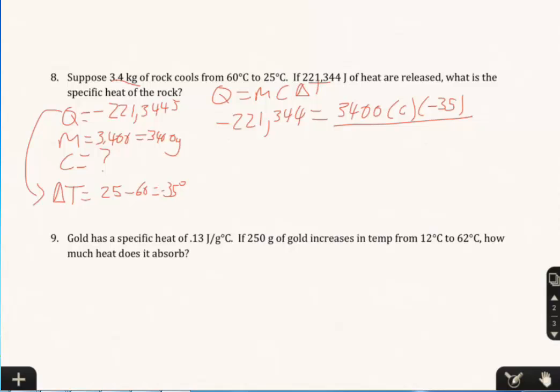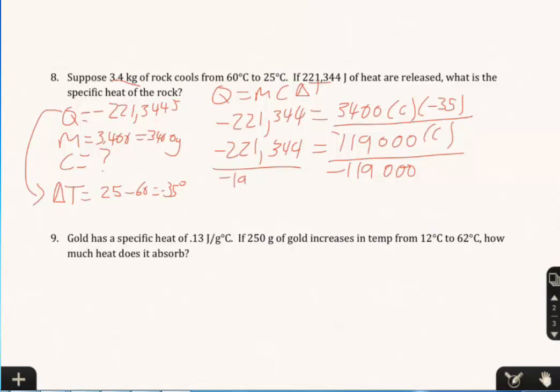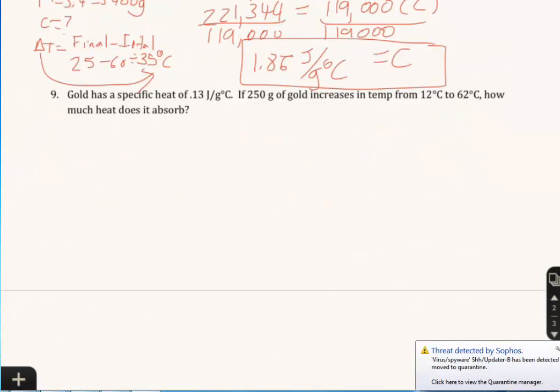so I get negative 221,344 equals negative 119,000 times C. Then I'm going to divide both sides by negative 119,000, and now I've got two negatives over here, so they cancel each other out, and I'm left with 1.86 equals C. So C equals 1.86 joules per gram degrees Celsius. And we're good to go. Specific heat of 0.13 joules per gram degrees Celsius.